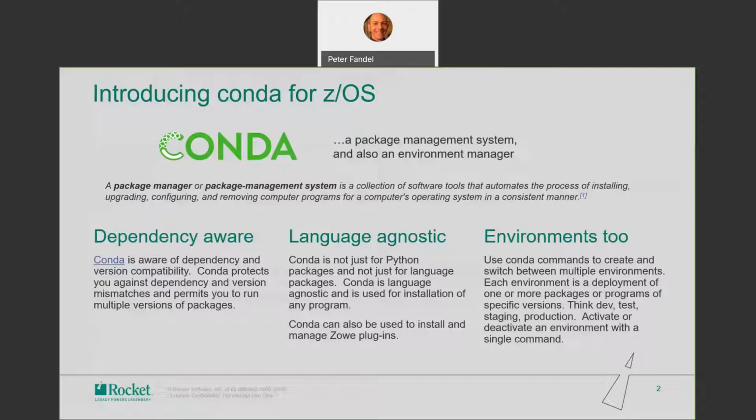Additionally, Conda is an environment manager. An environment in Conda is a collection of products of specific versions that you can define on your system, and then activate and deactivate environments at will with a single command. So you might have a dev environment, a QA environment, a staging environment, a production environment, each one with perhaps a different mix of versions and builds, and those can be activated and deactivated as needed.